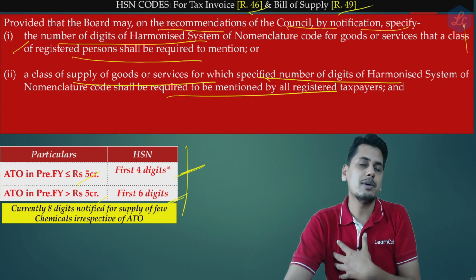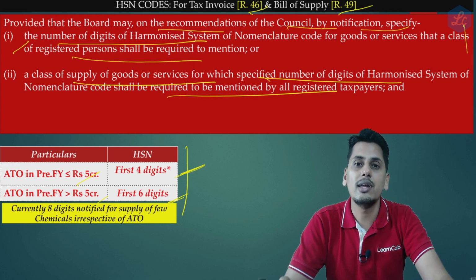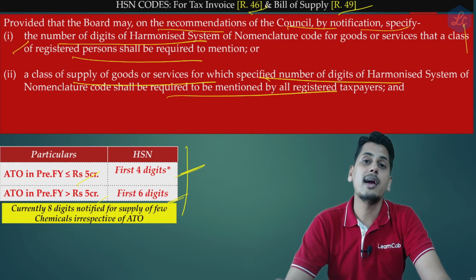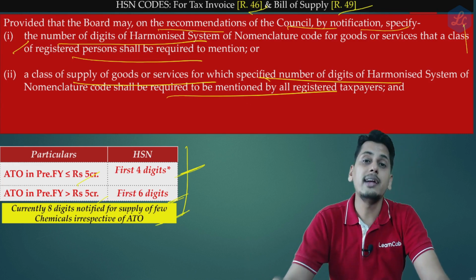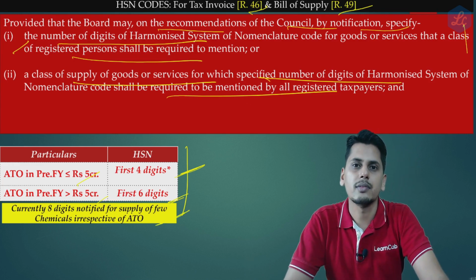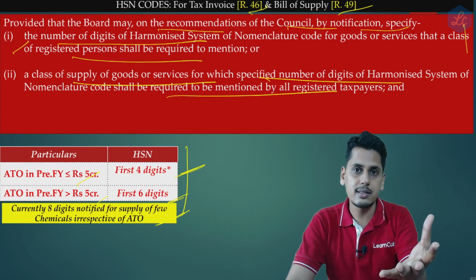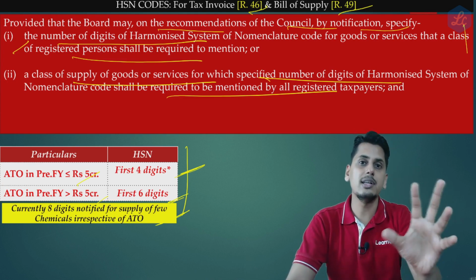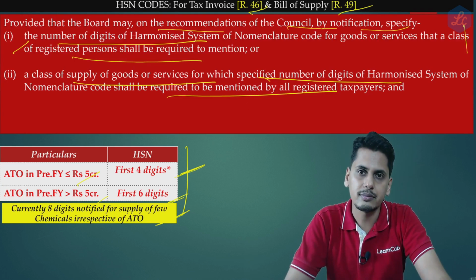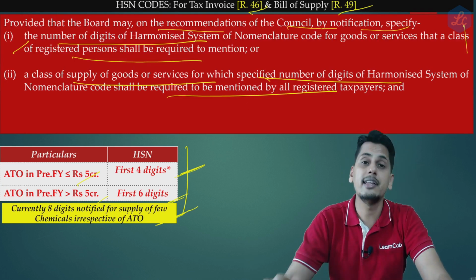Now friends, let's suppose I am a person who is supplying these chemicals. I am a registered person. My ATO, let's say, is only 45 lakhs. How many HSN digits am I required to mention? I am required to mention the 8-digit HSN code. Let's suppose, friends, I am supplying chemicals. These chemicals are notified. My ATO in the preceding financial year happens to be 45 lakhs. I need to mention 8-digit HSN.